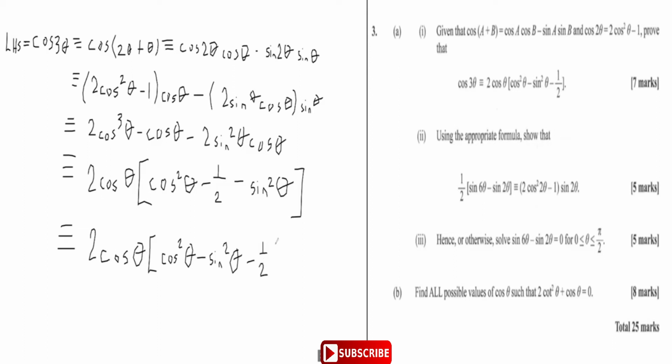Nice and easy. This is now our right hand side. That's our right hand side. So we'll do the proof now. Nice and easy. That takes care of part 1. Now we can actually go to part 2.